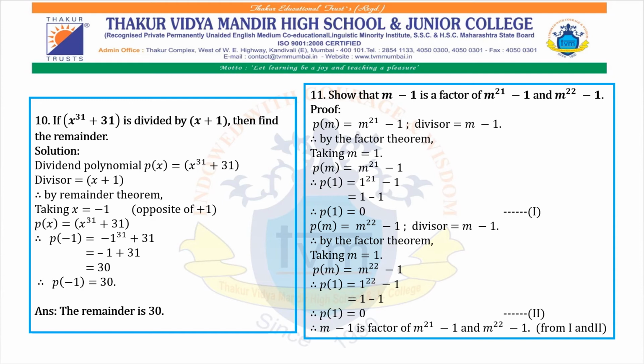P of m is equal to m raised to 22 minus 1. Divisor is m minus 1. Again, by the factor theorem, we will take m is equal to 1 because opposite of minus 1 is 1. So P of m is equal to m raised to 22 minus 1. Therefore, 1 raised to 22 minus 1 is equal to 1 minus 1, that is 0. Again, P of 1 is equal to 0, that is equation 2. Therefore, m minus 1 is the factor of m raised to 21 minus 1 and m raised to 22 minus 1 from 1 and 2.